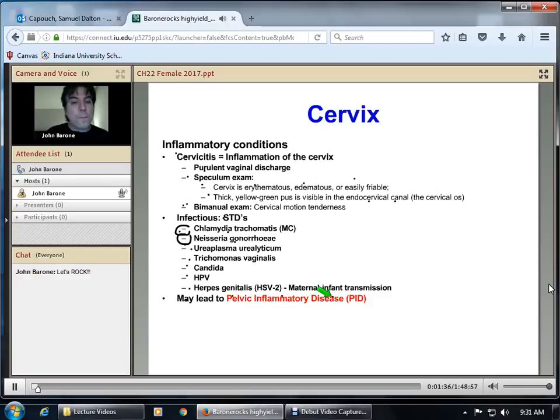Now, when I was in med school, they said, bro, go check room 6. She's got PID. I was like, what does PID stand for? They go, it stands for pus in there. No, it doesn't. But they're right.